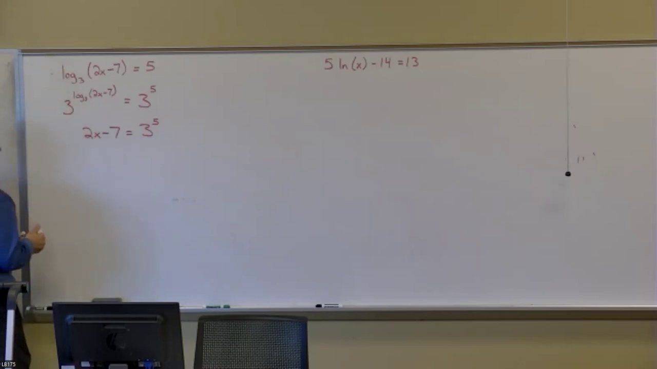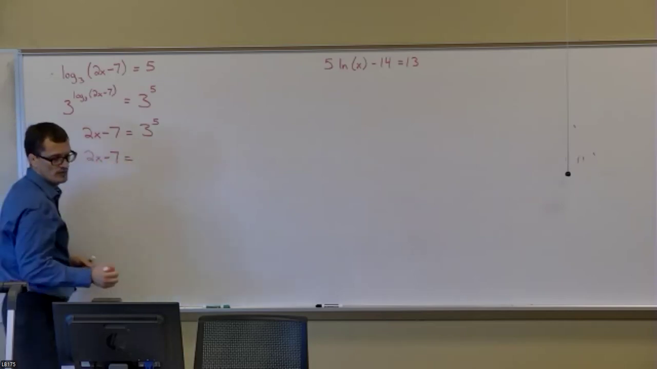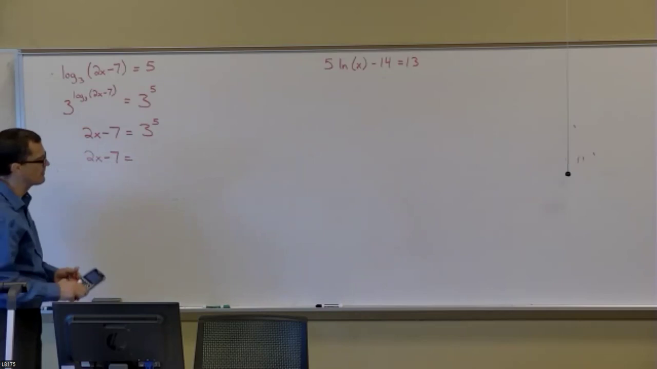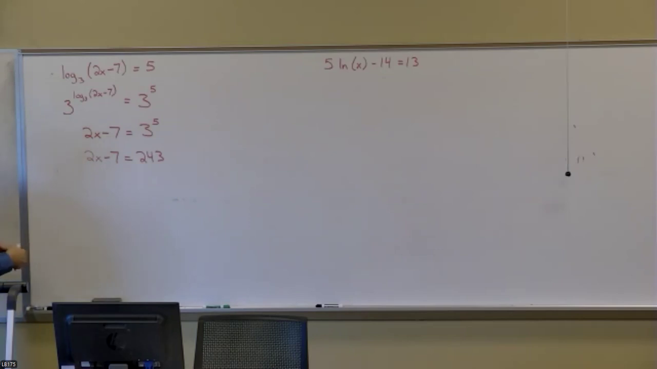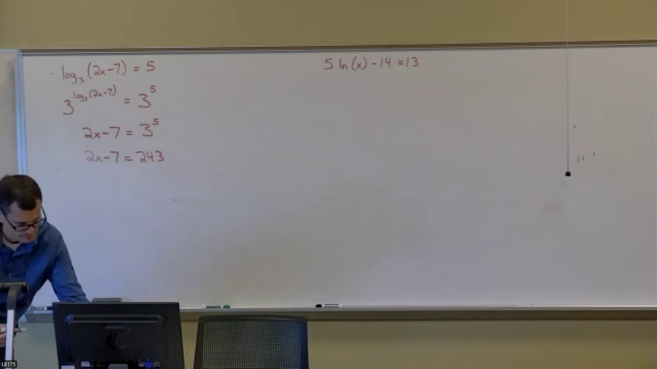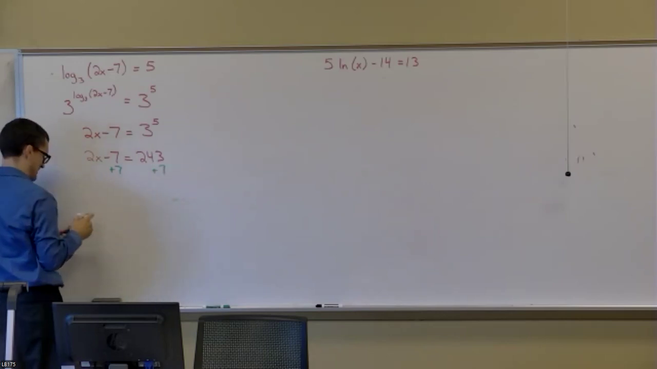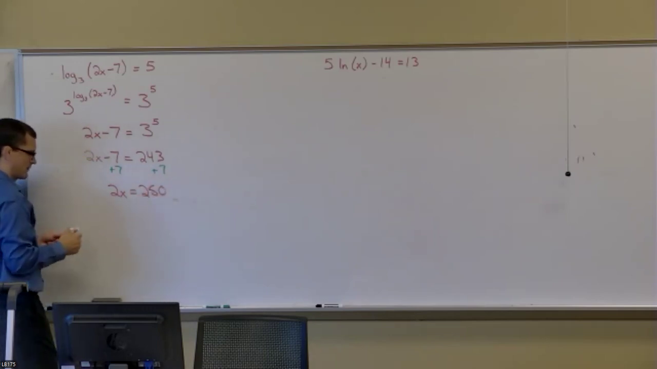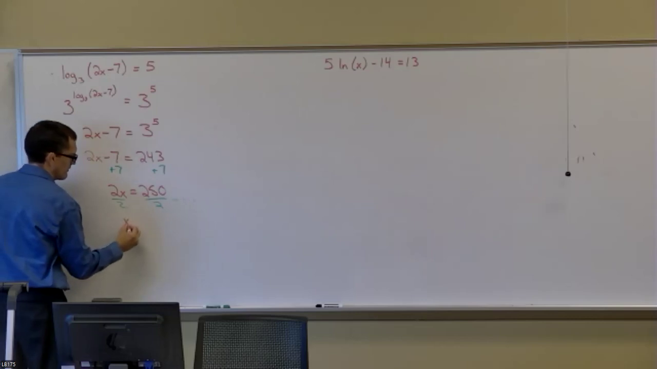So that being said, this is just a linear equation that we can solve. 3 raised to the 5th power is 243. Then I would add 7 to both sides, giving me 2x is equal to 250. Dividing both sides by 2 gives me x is equal to 125.